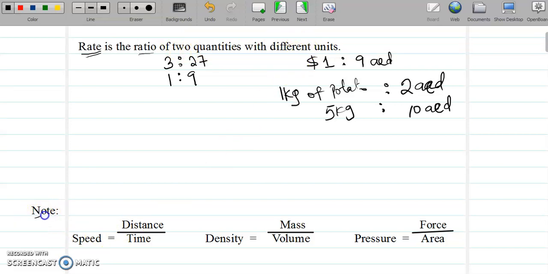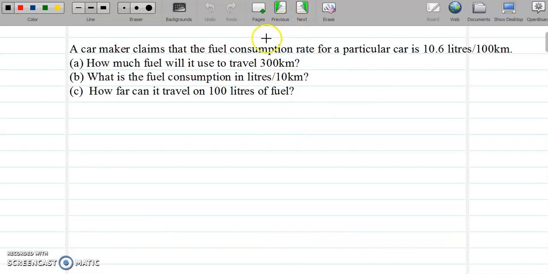So we have to note this: speed is distance over time, density is mass over volume, and pressure is force over area. So note this, we'll be using it in solving our questions.